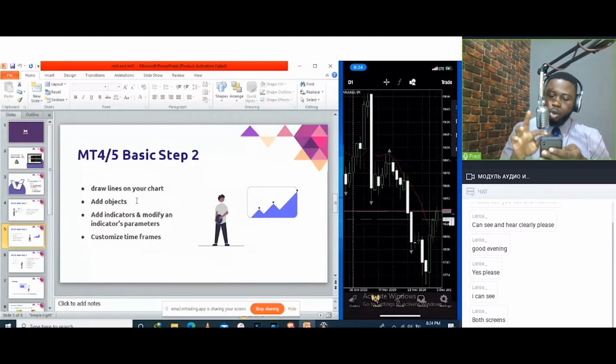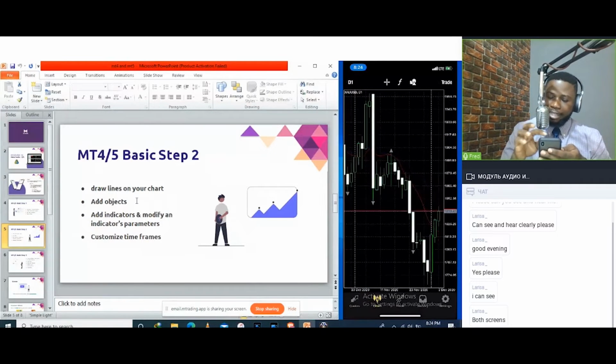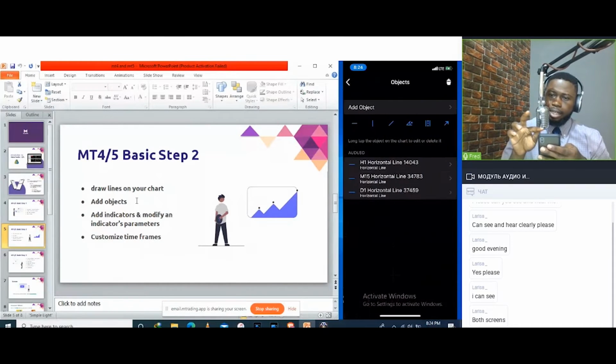The next one is called the function. Here is where you're going to choose your indicators. But before we choose the indicators, we are going to learn how to draw lines before we learn how to use indicators on our MT4 mobile application. The next one is like a triangle, a square, and a circle. You can see it over here. That's the next one, so we can click on it.